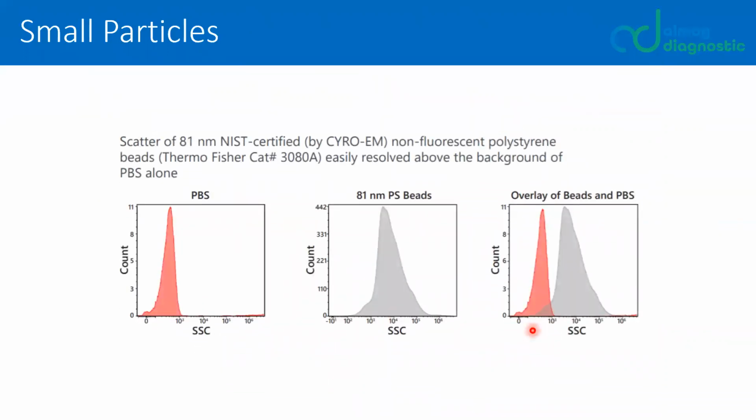Here is another example, even for smaller particles in a size of 81 nanometers. These particles are non-fluorescent polystyrene beads, and it is very nicely seen here how only by the aid of side scatter the beads are resolved from the background. Okay, so this is also the place to mention exosomes that are of high interest today and can also be very nicely resolved and analyzed in Cytek instruments.